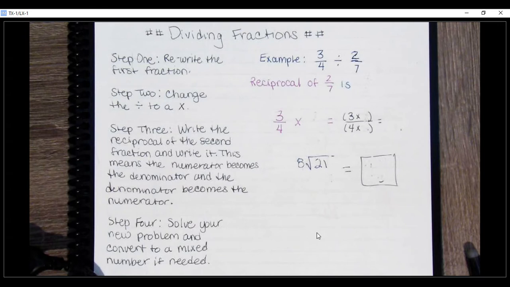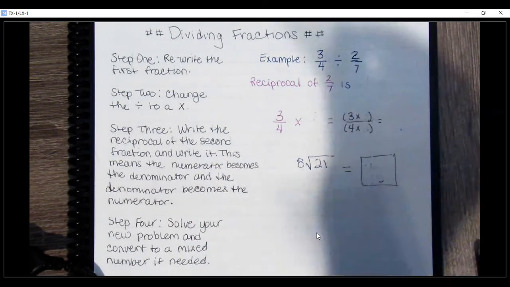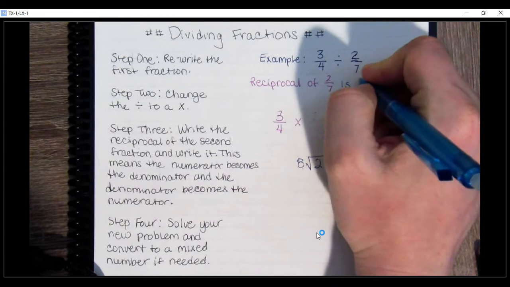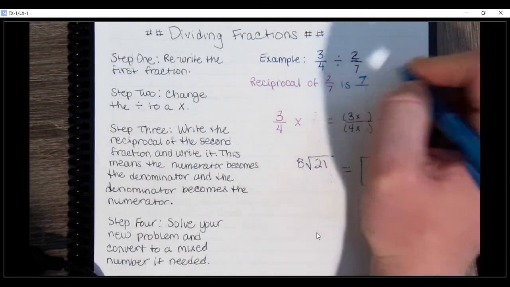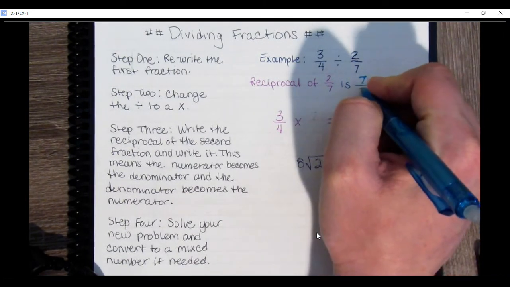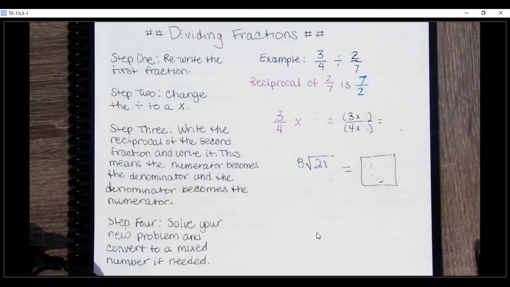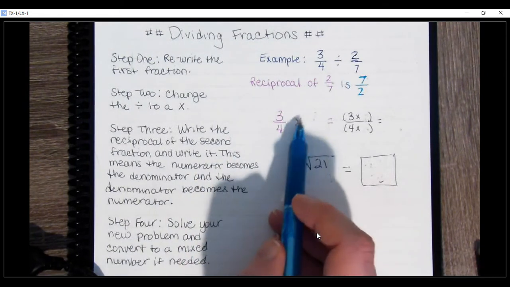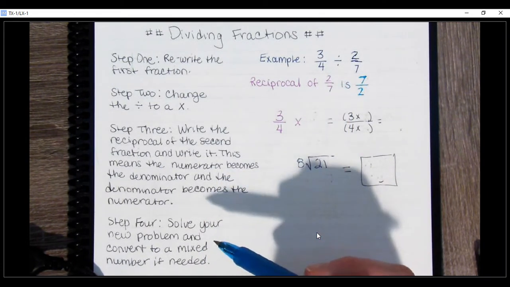So reciprocal is taking that bottom number, or that denominator, and making it the new numerator. So 7 was my denominator, it is now my new numerator. And then the numerator becomes the denominator. So that 2 is my new denominator. So 7/2 is the reciprocal of 2/7. Now that's what allows us to change that division sign into a multiplication sign.